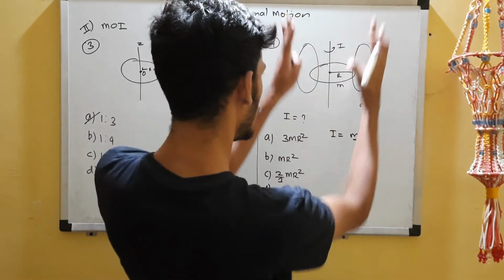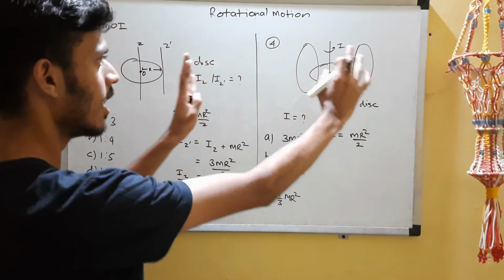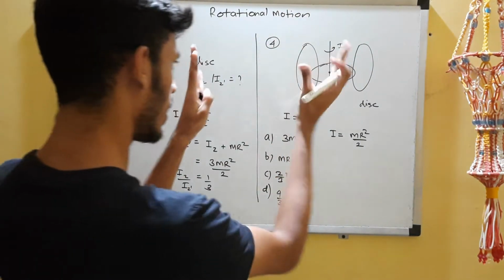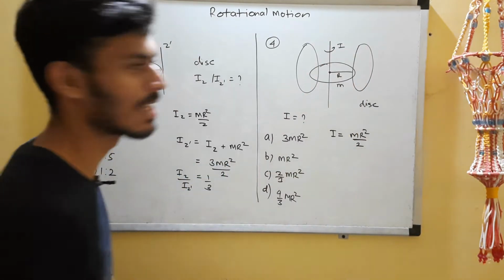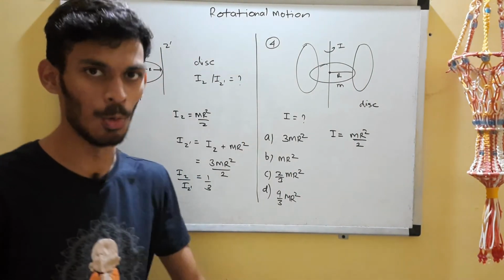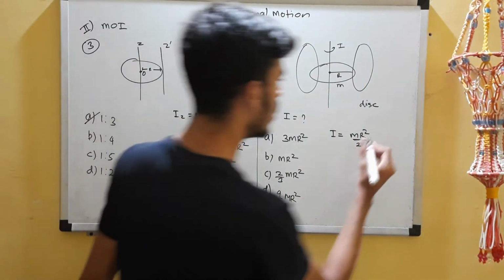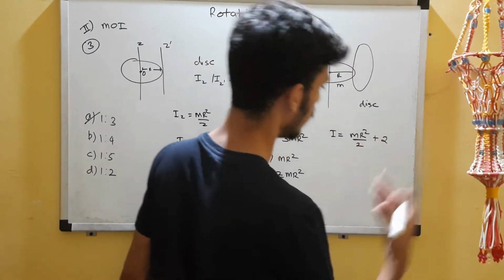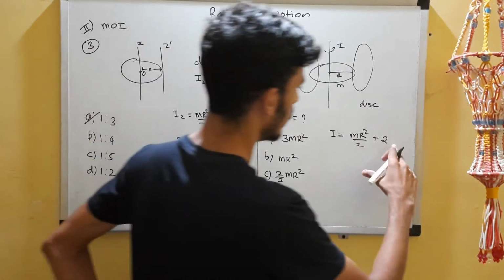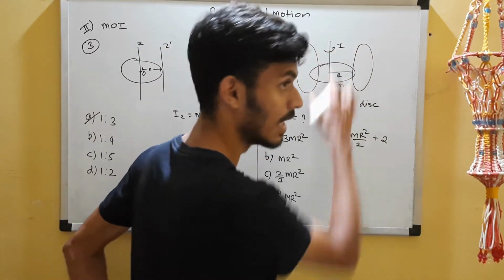Now we have these two disks as well, and they are symmetrically placed. They are symmetrical about the axis, you can see. So I can consider only one disk and multiply its moment of inertia by 2. That is what I'm going to do. So I'll multiply the moment of inertia of this particular disk by 2. Now let's find the moment of inertia of this disk about this axis.